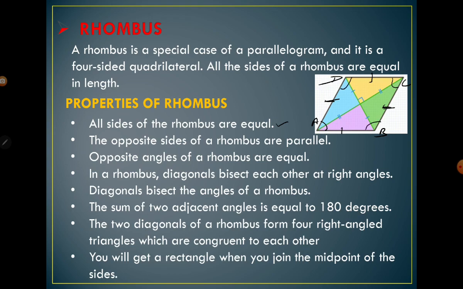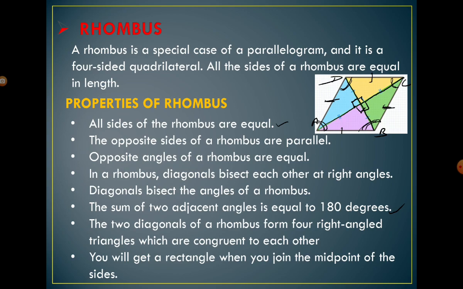In a rhombus, diagonals bisect each other at right angles, like in a square also. These diagonals bisect each other at right angles. The sum of two adjacent angles is equal to 180 degrees, same as a square. The sum of these two angles, angle A plus angle B, should be equal to 180. Or you can say that any pair of consecutive angles, angle B plus angle C, angle D plus angle A, should be equal to 180 degrees.